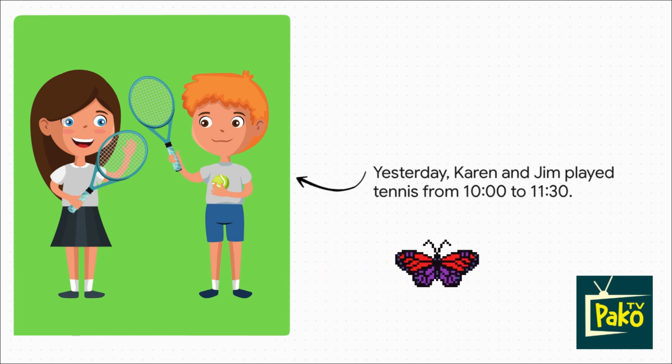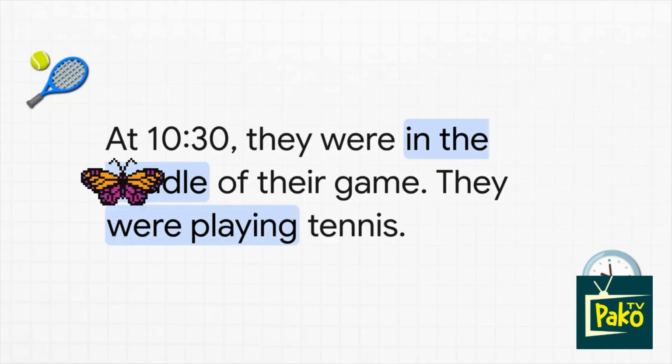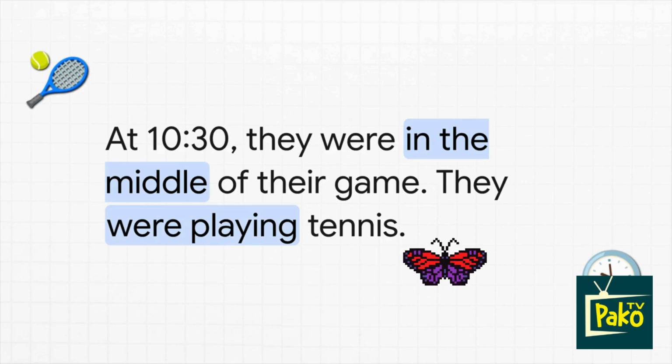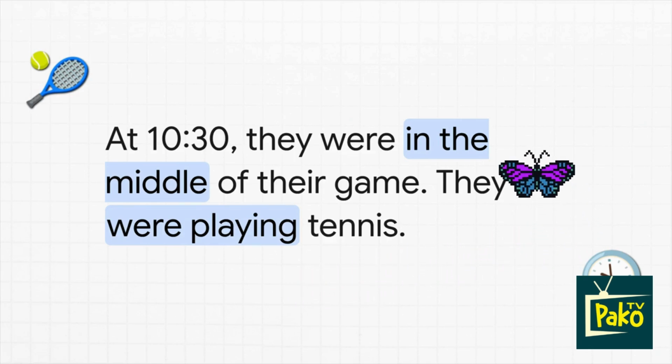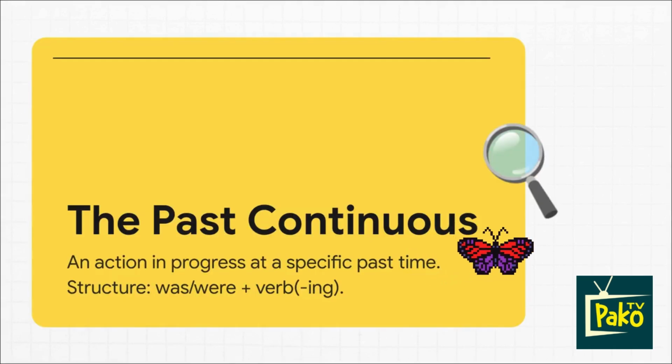But what if we want to zoom in on a specific moment during that game? Think about it. At 10:30, they weren't done, and they hadn't just started. They were right smack in the middle of it. The action was in progress. They were playing tennis. And that phrase right there, "were playing," that, my friend, is the key to this whole thing. This is what we call the past continuous.